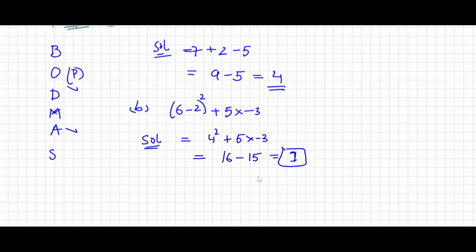5 into 3, you will get minus 15. So you should remember the rule which I wrote in previous videos: when you multiply different signs, you will get the negative. So let's work out with some more.